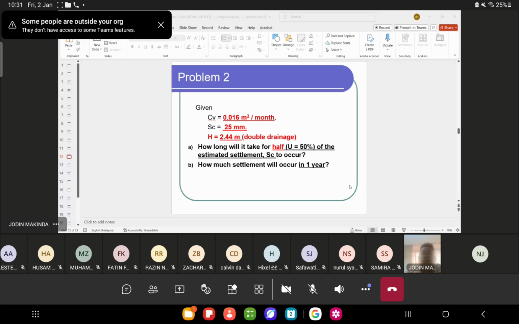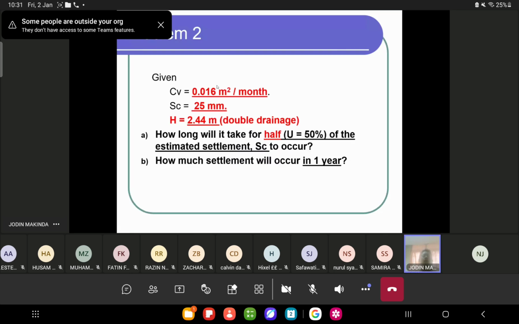Tidak ada soalan? Kalau tidak ada soalan, I'll go with the second example. Okay, second example as follows. In this second example, we have to solve a problem related to time factor.